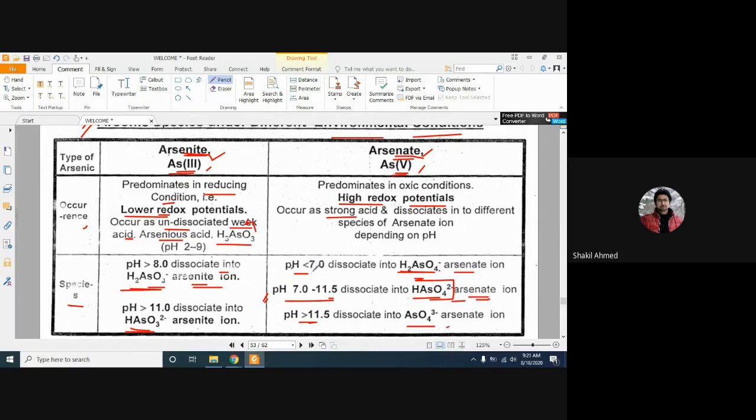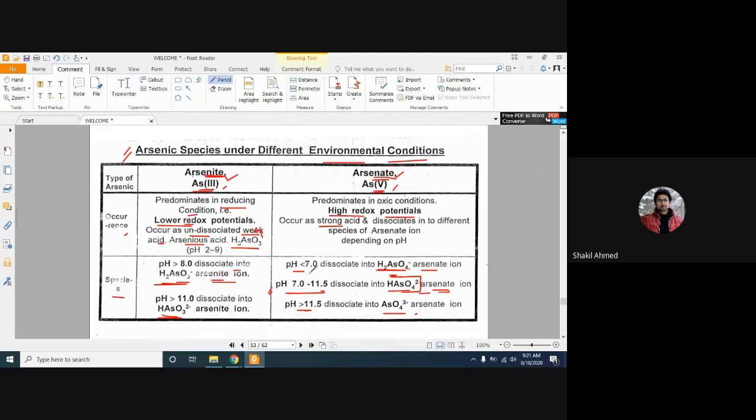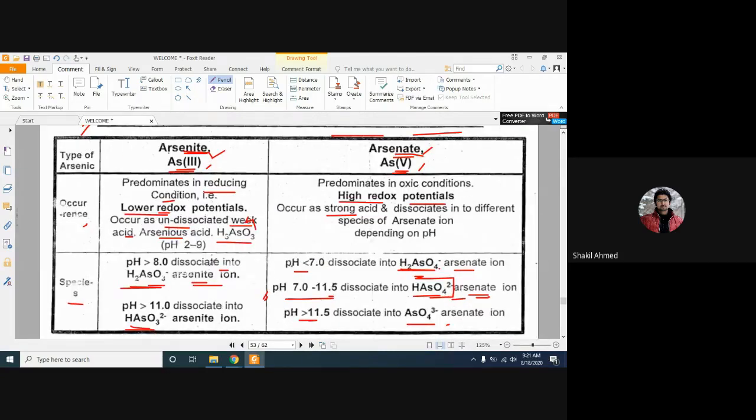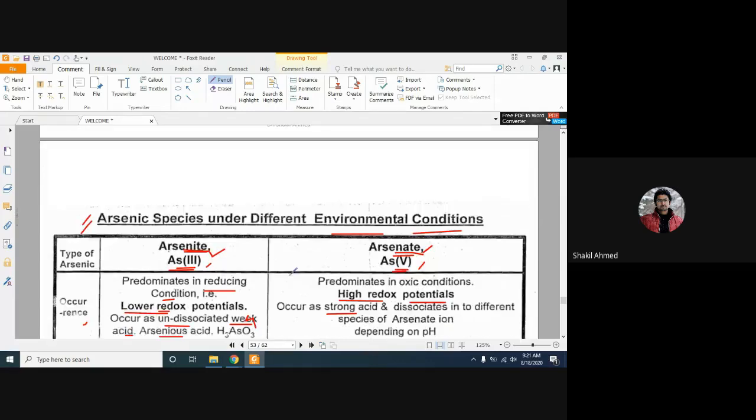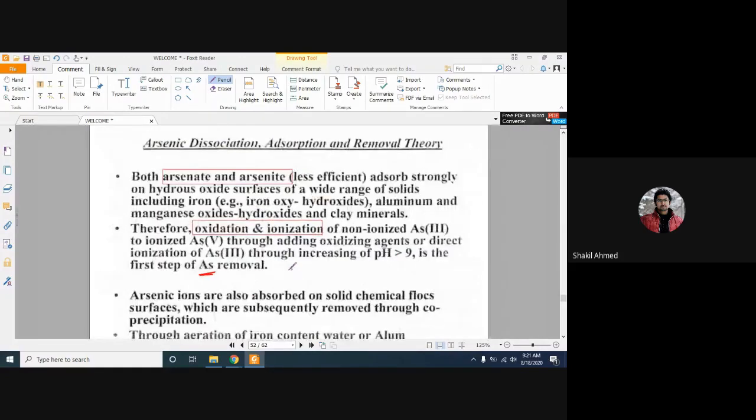Now the thing is, look at these forms. They have a negative ion. Did you see? They have a negative ion, negative ion, negative ion. Did you see them? Yes, sir. But here you see that there are no negative ions. Arsenate is it. So how can you remove it?